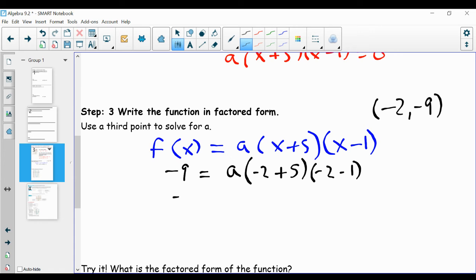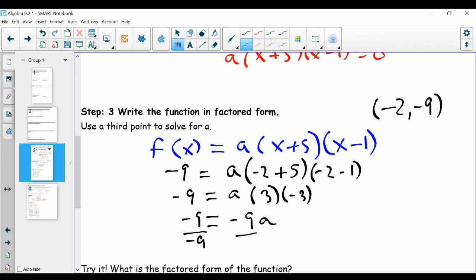So now I'm solving, and I get -9 equal to a times 3 times -3, which we know is equal to -9. So that's -9a on that side. And when we divide by the coefficient -9 here, we get 1 is equal to a.